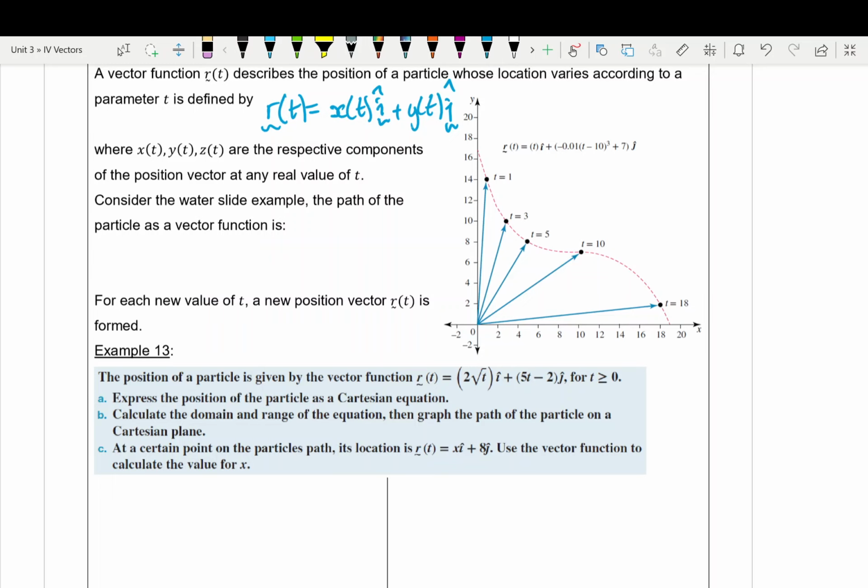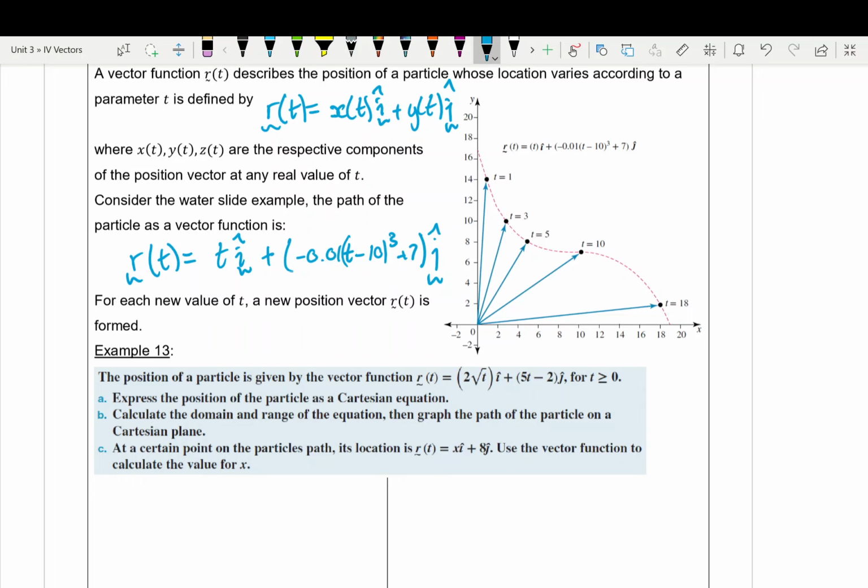For the second part, consider the water slide example to our right. The path of the particle as a vector function is r of t is equal to t i plus negative 0.01 t, bracket t minus 10 cubed plus 7 j. So that's our vector function of that particle on the right. For each new value of t, a new position vector r is formed.